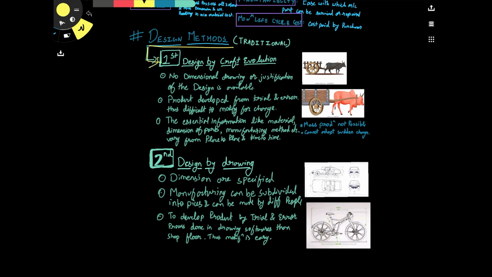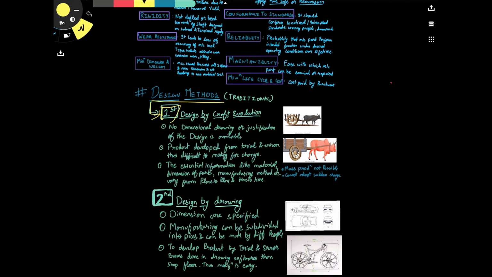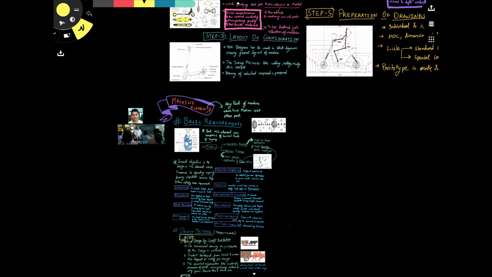So the first one is design by craft evolution. I hope the before part is clear to you all. We started with what is a machine, then we moved on to machine elements, and from there we covered the basic requirements of machine elements. We studied all those things. A machine element should possess strength, reliability, wear resistance, performance, safety, and all those things. If the machine element possesses that, then the overall machine is great, because the machine will already possess that.